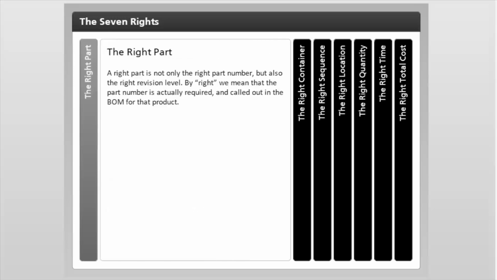The first right is the right part. A right part is not only the right part number, but also the right revision level. And by right, we mean that the part number is actually required and called out in the bill of material for that product.